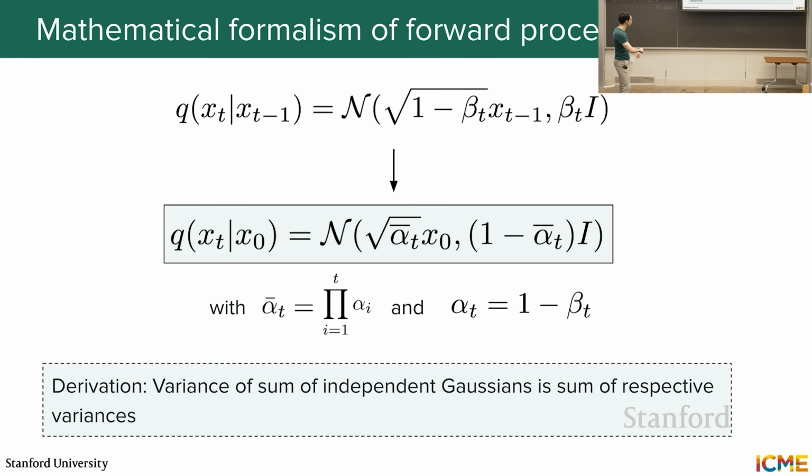Cool. So for the derivation, you use the fact that the variance of the sum of independent Gaussians is just the sum of the respective variances. And by the way, there are many derivations we could do in this class. The problem is we do not have time.